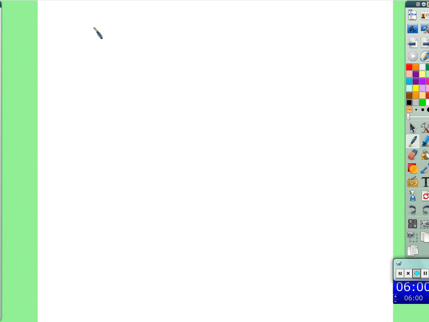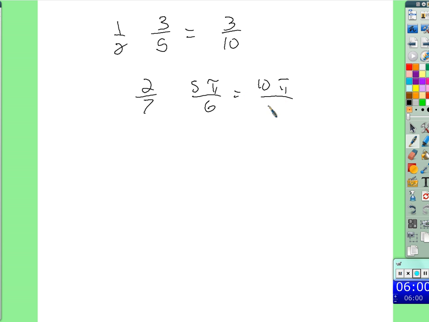Multiplying fractions together: if you had something like 1/2 times 3/5, you multiply straight across, that'd be 3/10. Or if you had 2/7 and 5/6, that'd be 10/42. Or 5/21.